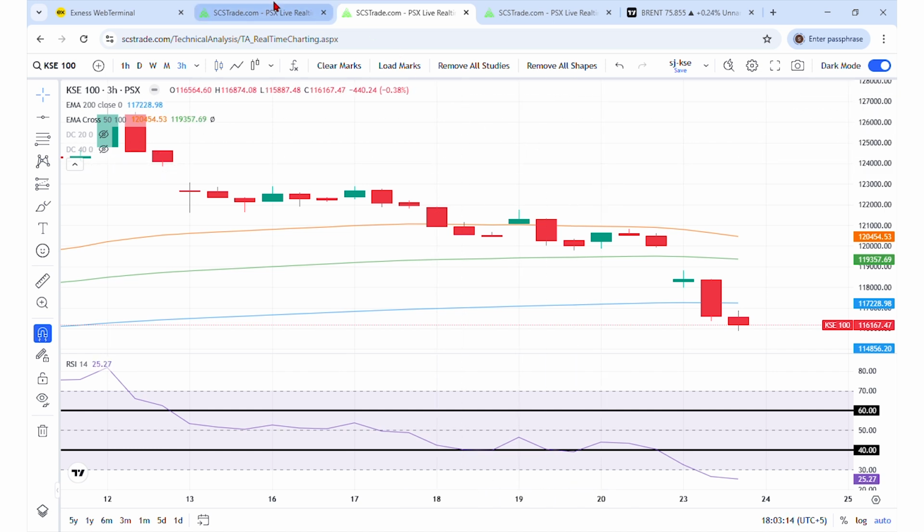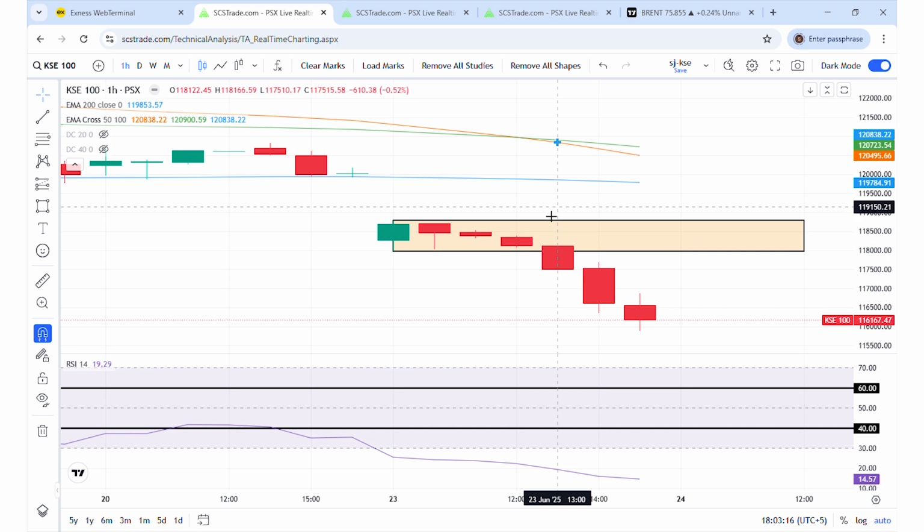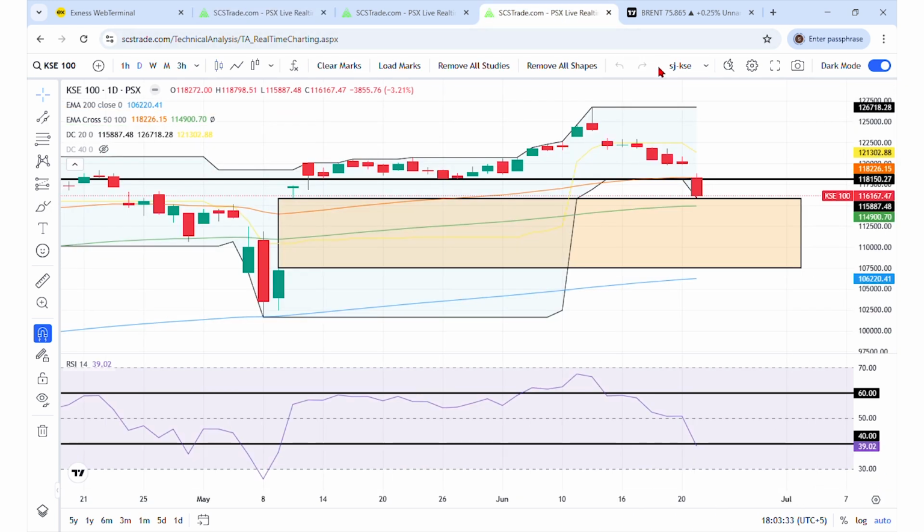Let's break down further, go into the hourly chart, where the market has not only dropped below all major moving averages, but also formed a death cross in the 50 and 100 period exponential moving averages. The RSI is even lower here, it's at 14.57. So the direction is pretty clear. The market is fast running out of steam.